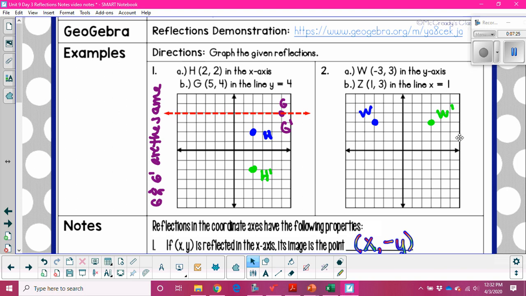Okay, so Z is our next one. Z is at 1, 3, right here. And it's going to be reflected in the line x equals 1. So again, I'm just going to draw a quick line right here. And if you notice, Z is also on top of its line of reflection. So if your pre-image is on the line of reflection, your image will be the same one. So Z and Z prime are the same.